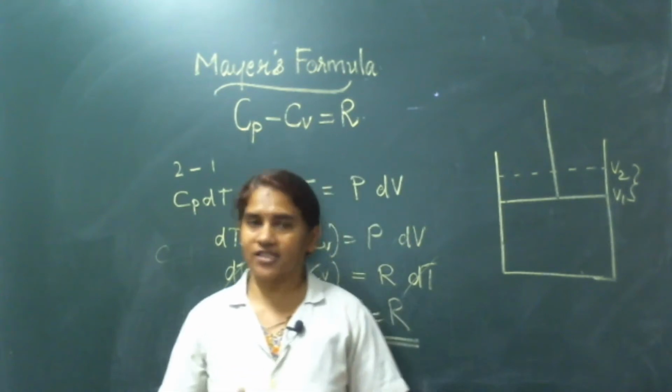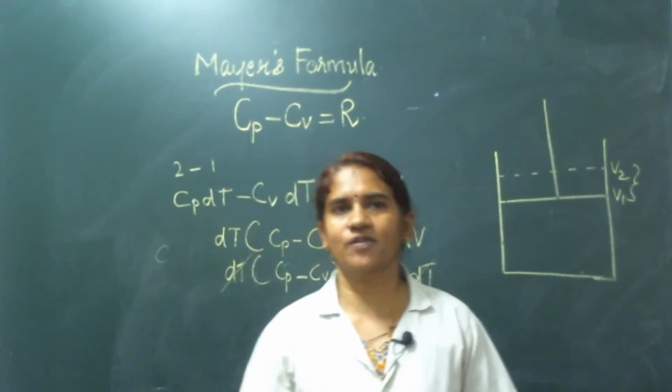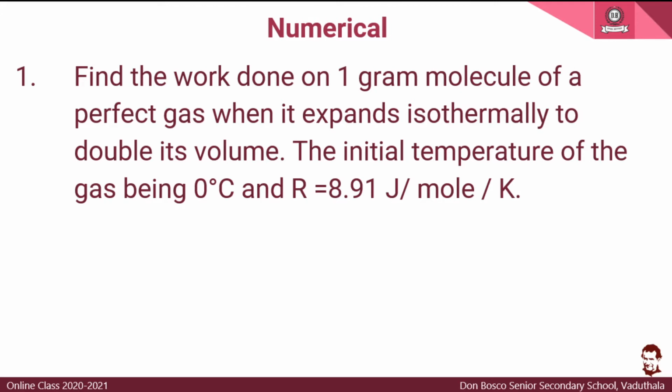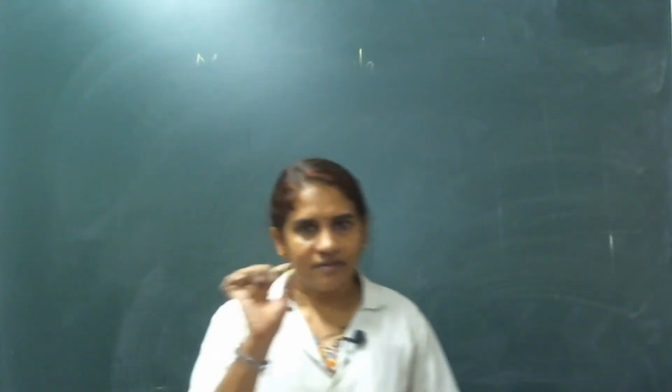Okay, fine. That's the end of this chapter. So, let us do some numericals now. See the first question. Find the work done on 1 gram molecule of a perfect gas when it expands isothermally, that is at constant temperature, to double its volume. So, the final volume is 2V, double the initial volume. The initial temperature is 0 degrees Celsius and the gas constant is 8.91 joule per mole per Kelvin. That is the question.